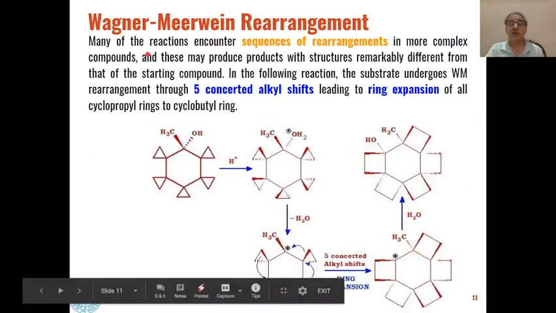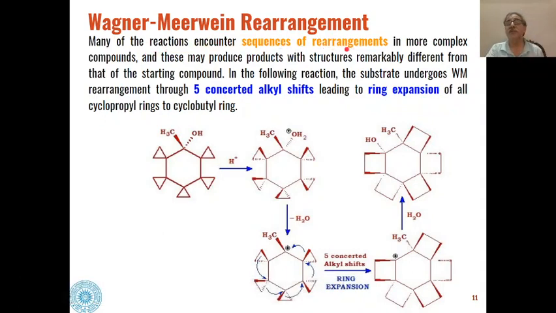Then there are many substrates where a sequence of rearrangements takes place within the same molecule. We can see this compound here. We have 5 cyclopropyl rings on a cyclohexyl moiety. So this is a cyclohexyl alcohol with 5 cyclopropyl rings. When this is reacted under SD conditions, like any alcohol, what will happen?